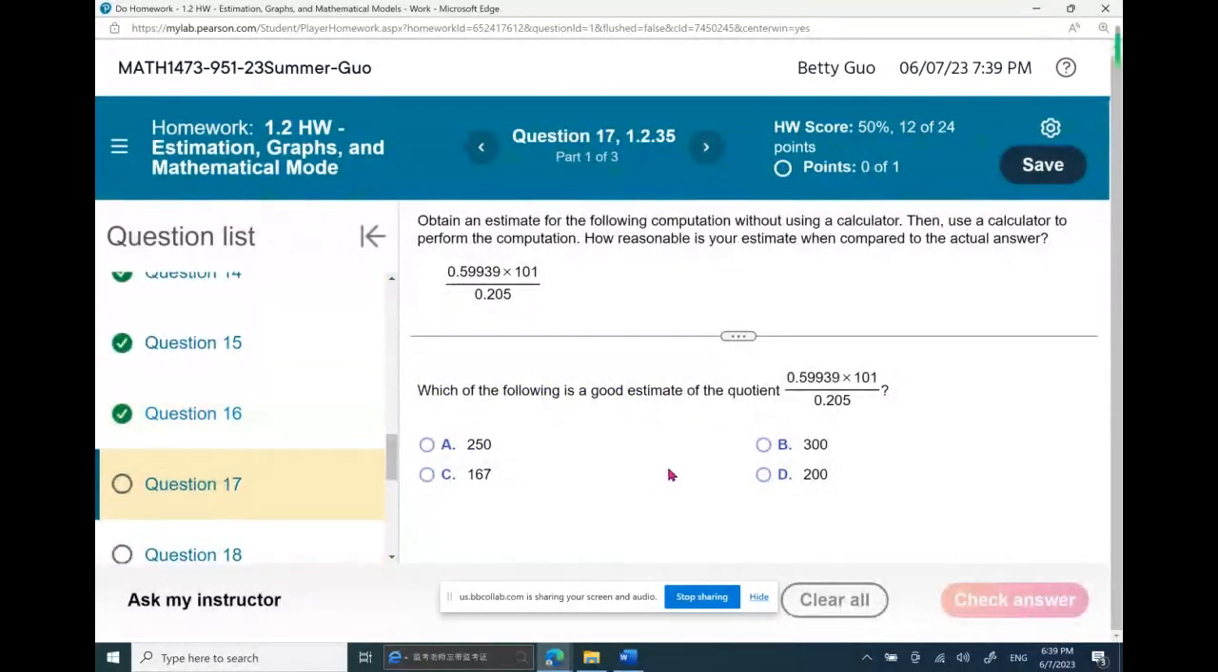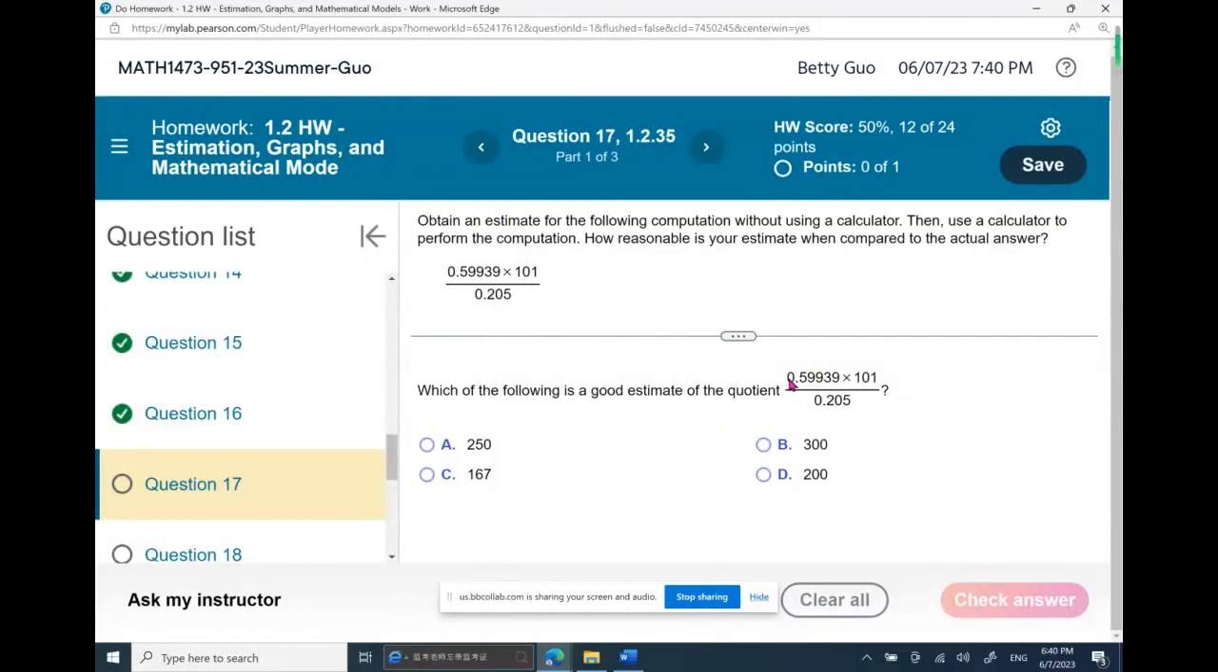And those problems involve quantitatives, involve numbers. Let's see number 17. Obtain an estimate, then use the calculator to check how reasonable it is. What I can see is this number. I'm going to round it up to 0.6. This number 0.6, and this number 0.2. So what is 0.6 divided by 0.2?